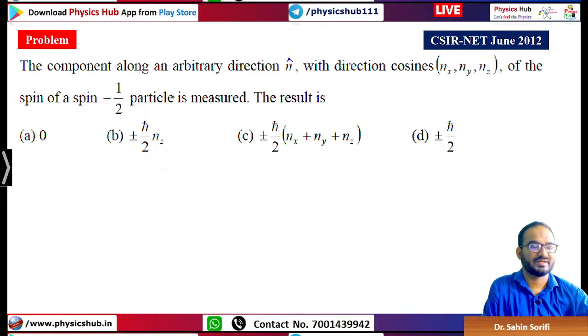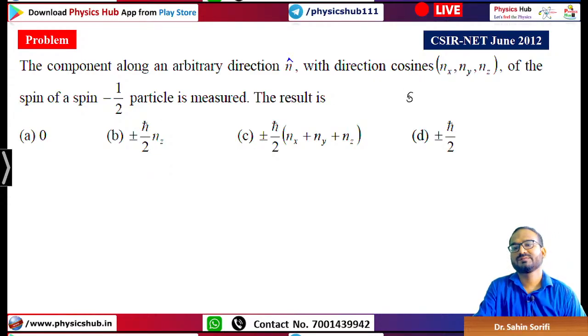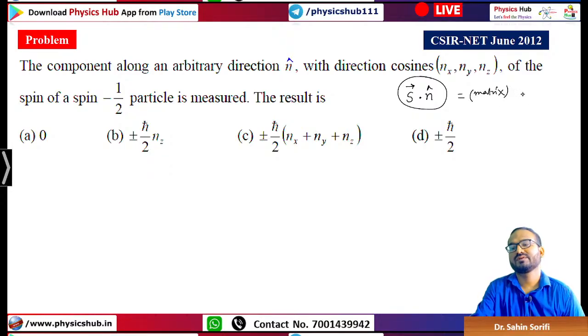So what we have to find out is the spin along an arbitrary direction. So this is what it is. It will give you a matrix, right? The matrix will have its eigenvalues. So that is the measurement. Eigenvalues are the measurement.